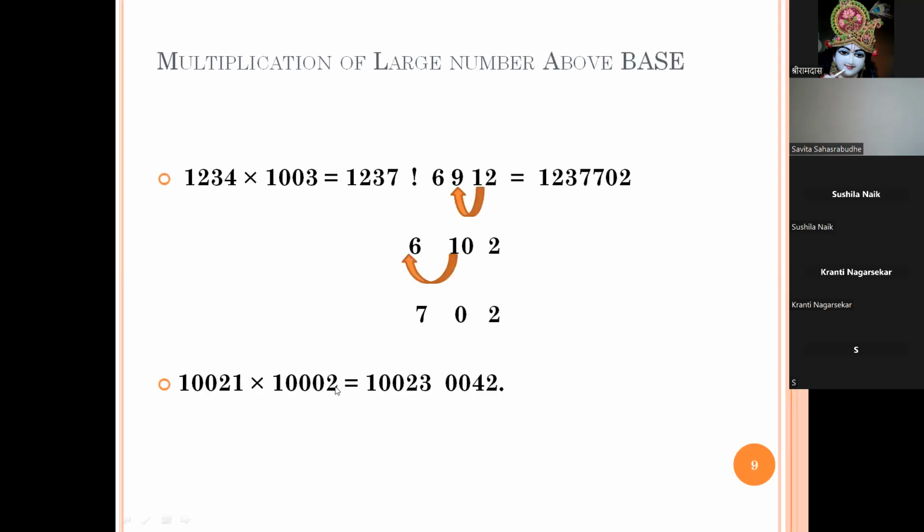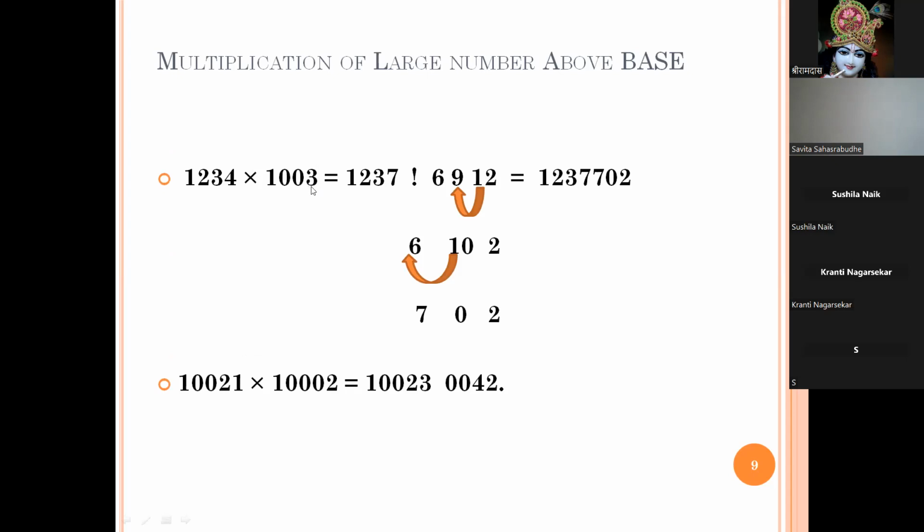That's it. Suppose now let us take a number which is above the base. Now my sum is 1234 into 1003. So this is near to the base. Always remember this technique is for numbers near to the base, not very far away from the base, because we shouldn't make the problem more complicated.